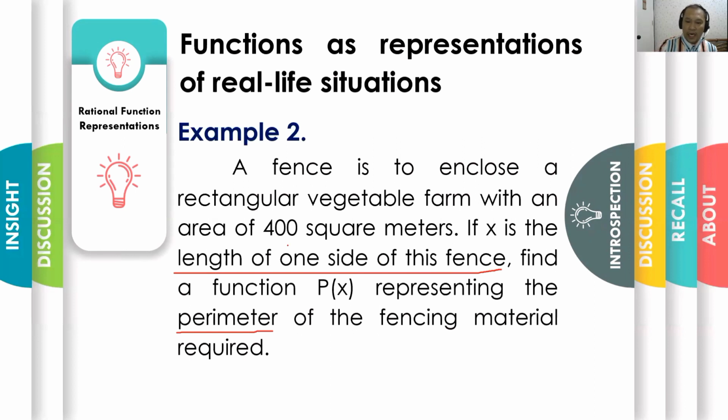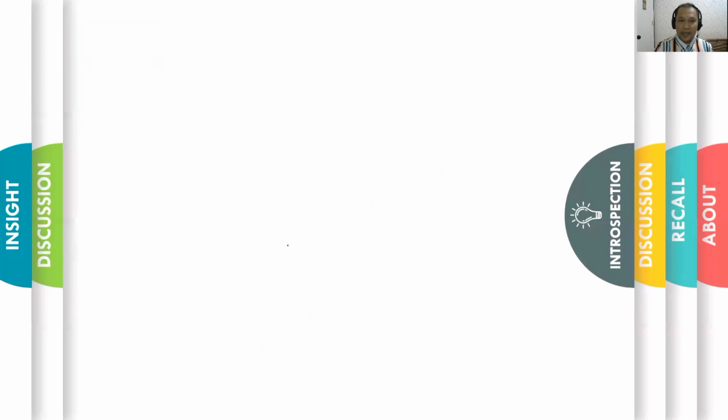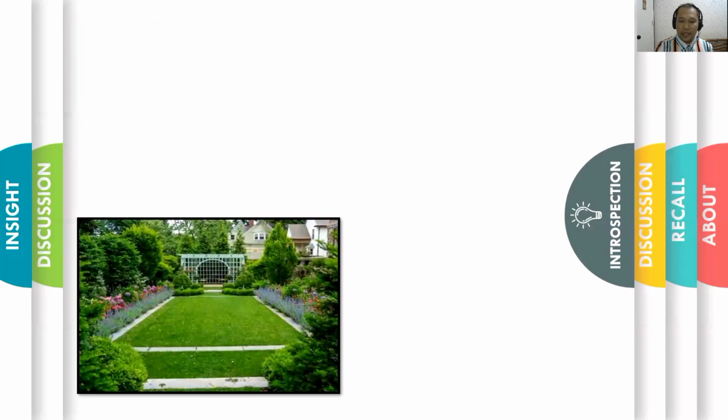Now, in the given example number 2, we have the following information that we are going to utilize. Okay, now here is the illustration. Instead of using a vegetable farm, I will be using a garden. Okay, a rectangular garden, with the same area, which is 400 square meters.